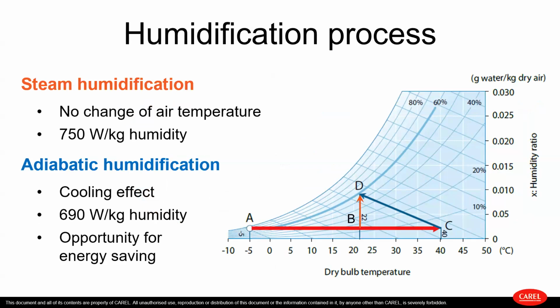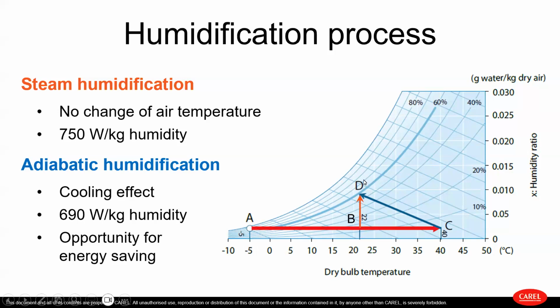Here you can see a psychrometric diagram with a transformation of heating of the air from winter -5 Celsius degrees, 99% relative humidity, to comfort or painting temperature of 22 Celsius degrees, and then a steam humidification from point B to point D.